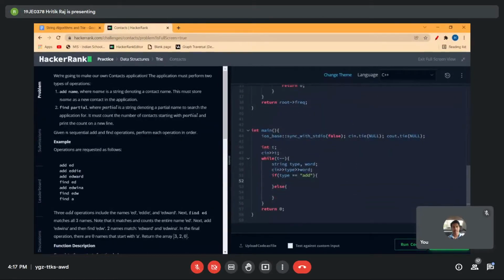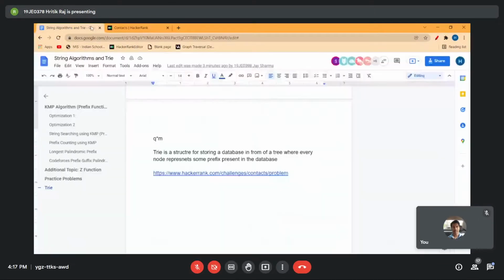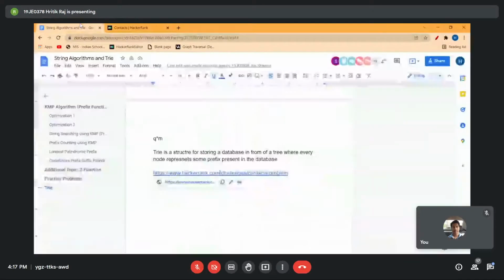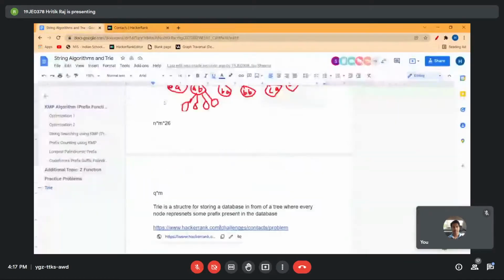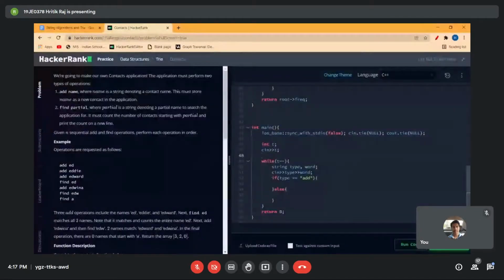So we have both the operations. Now here we have nowhere initialized our empty string. Empty string means the starting root node. So for that also we have to allocate memory. We will do it here: node star root equals new node. So this will be the root of our database.